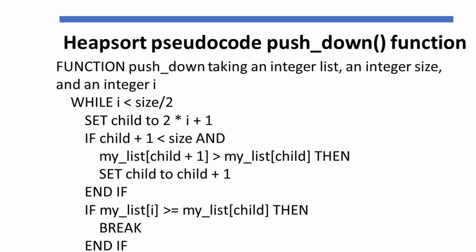which is in my list at position I. Recall that the value of my list child has the larger of the two values in the child nodes. If the parent node has a value greater than both of the child nodes, break, since the condition is met that the parent node contains a value greater than or equal to each of the child nodes.